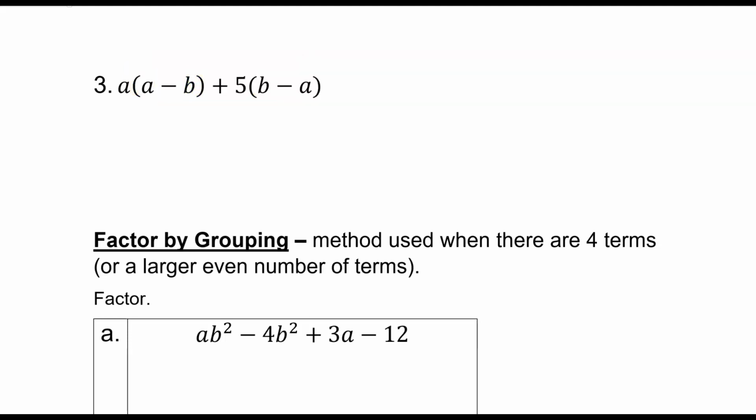But we can do a little manipulating, right? To make it happen. So this is the same as a times a minus b. I'm just rewriting the first part. But would you agree that b minus a is the same as negative a plus b? If I put that in reverse order, wouldn't it be negative a plus b?